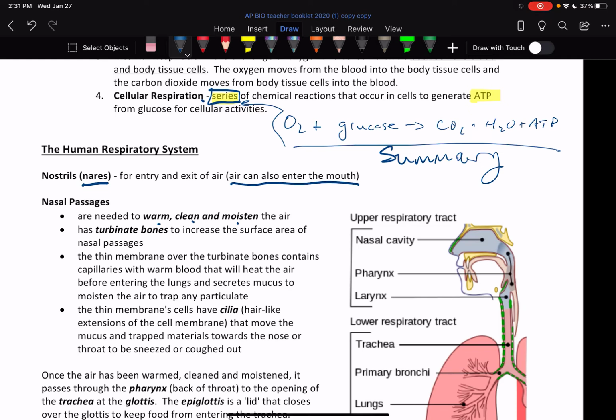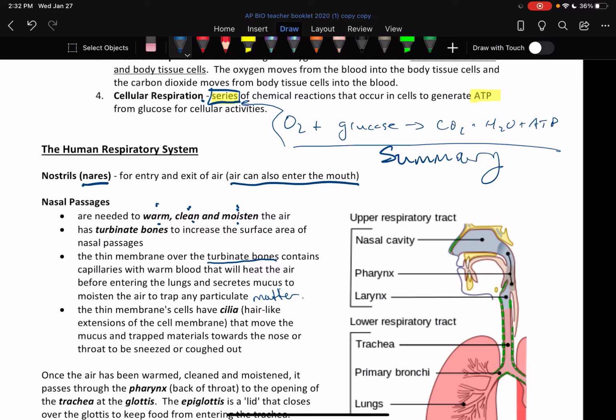You have these bones inside the nose, and they're called turbinate bones, and they work to increase the surface area of the nasal passages, make sure they're open and make sure there's lots of space on the inside for these processes to happen, okay? The thin membrane that rests over the turbinate bones contains capillaries, and the capillaries have warm blood. And the warm blood heats the air before it enters the lungs, and that thin membrane secretes mucus to moisten the air and to trap any particulate matter, any dust or dirt or whatever, okay? So we've got mucus in there, we've got those blood cells, all in the interest of warm, clean, moist air heading into the lungs, okay?